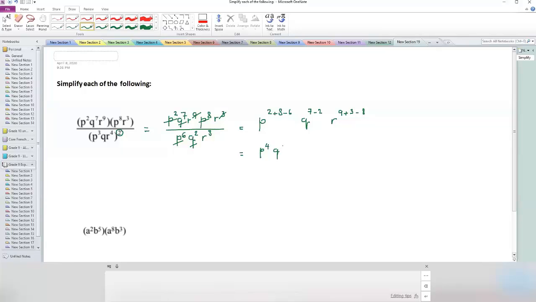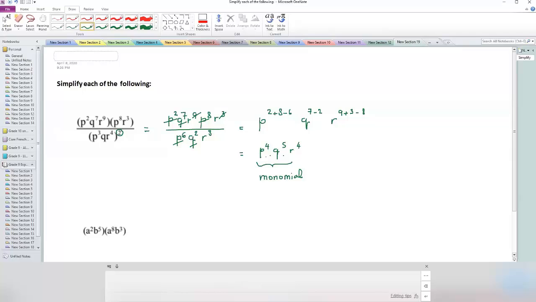Q to the power of 5. R, I have 9 minus 8 equals 1. 1 plus 3 equals 4. Now I ask myself, the result is what? Right away, I can say monomial. Why is it monomial? Because they are separated by a multiplication, but there is no addition, there is no subtraction.